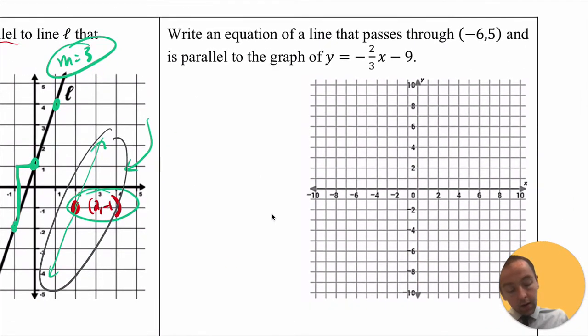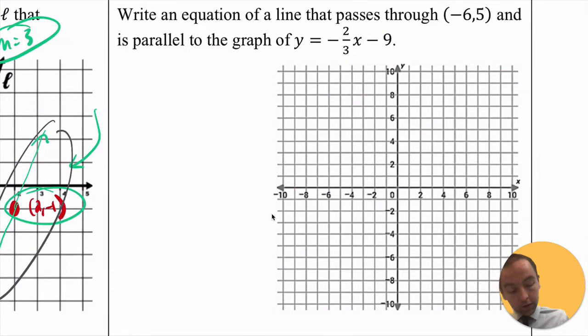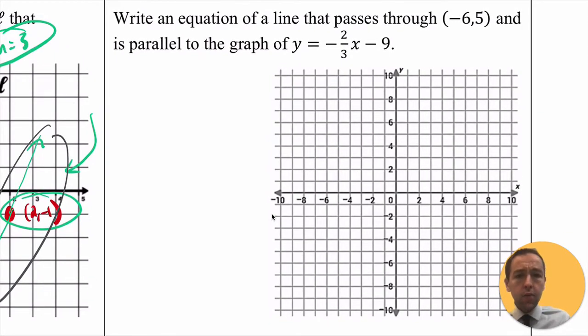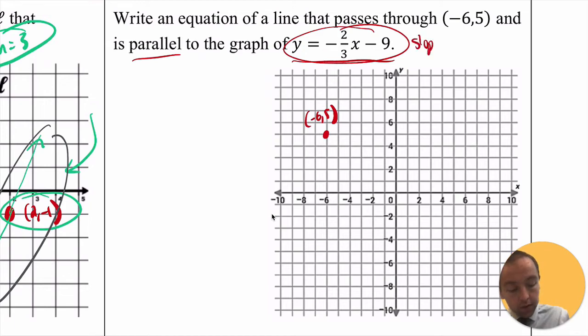And then here we are asked to write an equation of a line that passes through (-6, 5) and is parallel to the graph of y equals -2/3 x minus 9. So we do know a point we want this to cross through, (-6, 5), and then also go parallel, which would mean go in the same direction as the graph of that. That would mean we want to have the same slope. Since that equation is in slope-intercept form, we know the slope is going to be -2/3, since it's the coefficient of x.